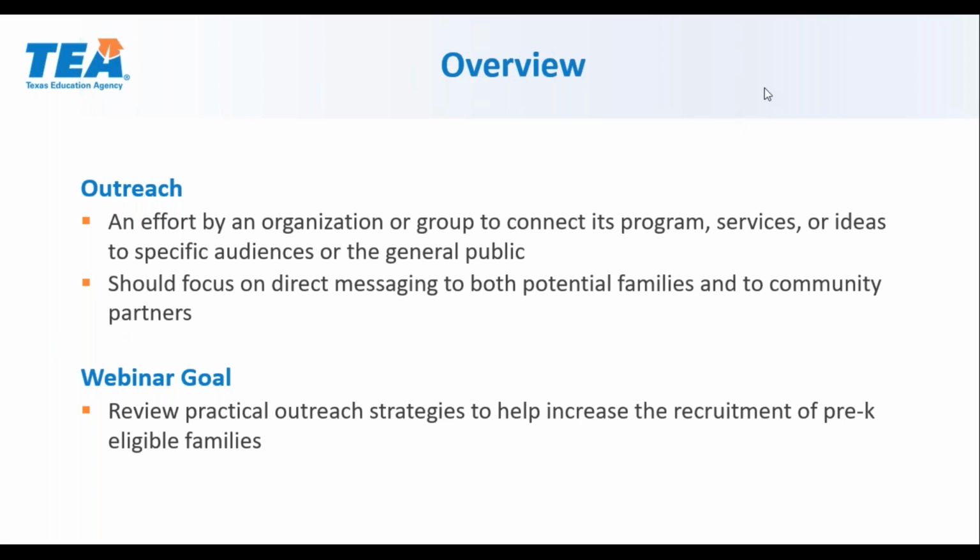So outreach is an effort by an organization or a group to connect its programs, services, or ideas to specific audiences or the general public. And outreach should focus both on how to reach potential families, but also how to reach community partners. So our goal for today is to discuss some practical outreach strategies to help increase the recruitment of pre-K eligible families. And again, this will focus both on how to reach families directly, but also how to connect with community partners who might be serving eligible pre-K families as well, so that you all can jointly help each other and help increase your enrollment.